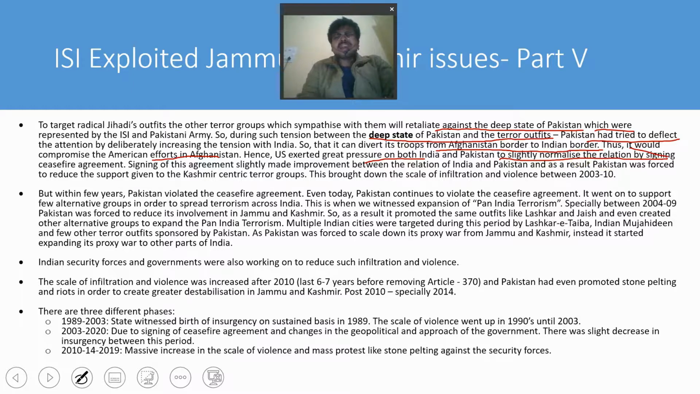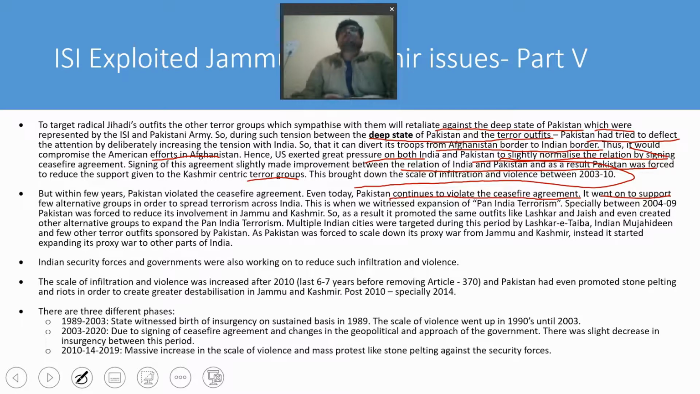So the US exerted great pressure on both India and Pakistan to slightly normalize relations by signing the ceasefire agreement, and after that, many times the ceasefire has been violated by Pakistan. The signing of this agreement made a slight improvement in the relations between India and Pakistan. As a result, Pakistan was forced to withdraw support from Kashmir. This brought down the scale of infiltration and violence between 2003 and 2010. But within a few years, Pakistan violated the ceasefire agreement. Even today, Pakistan continues to violate the ceasefire agreement, and it went on to support a few alternative groups in order to spread terrorism across India. They started to violate those regions to infiltrate the terror groups into India from that route.